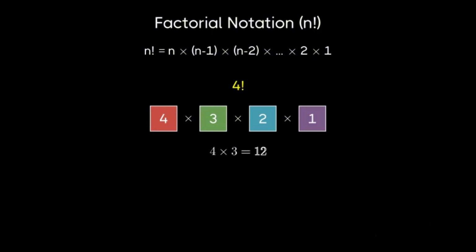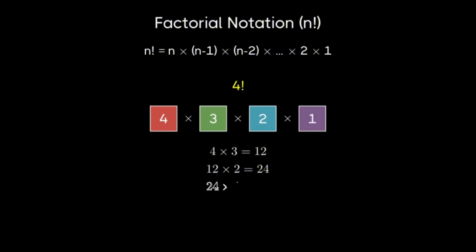First, we multiply 4 by 3, which gives us 12. Notice how we're working from left to right, multiplying each number in sequence. Next, we take our result of 12 and multiply it by 2, giving us 24. We're building up our factorial value by incorporating each successive number.